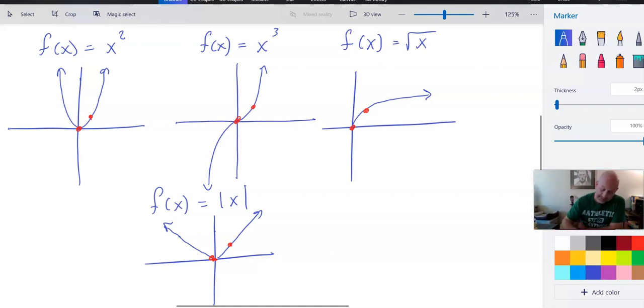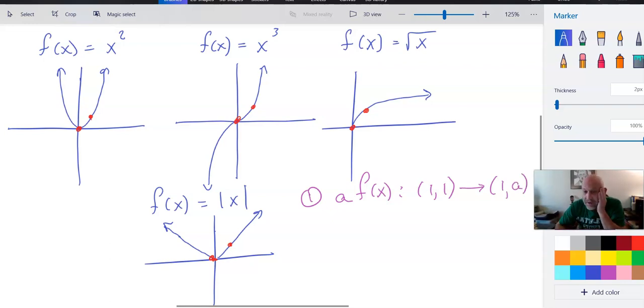So here are the guidelines that we can follow as we go through this. So 1, if I multiply a function by a, what that does is that takes the point 1, 1 and it turns it into the point 1, a. Now, here's why: by multiplying a by f of x, what you're doing is you're multiplying all of the y values by a. That includes this y value, this 1 here. So that's also going to be multiplied by a. So that's a good guidepost.